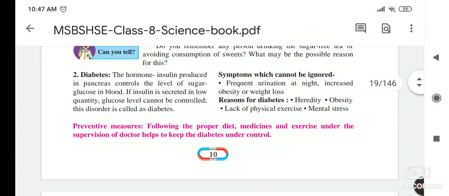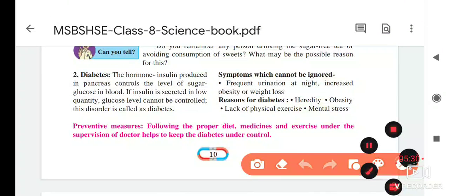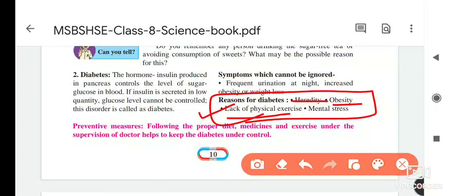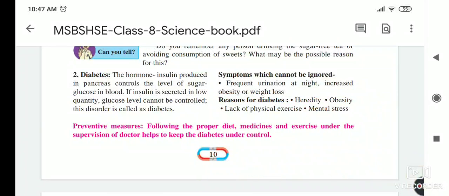And if they ask in the exam the reasons of diabetes, you have to write this: heredity, obesity, lack of physical exercise and mental stress. These are the reasons because of which a person gets diabetes. But now they are asking only the symptoms, so you have to write the symptoms only for this.